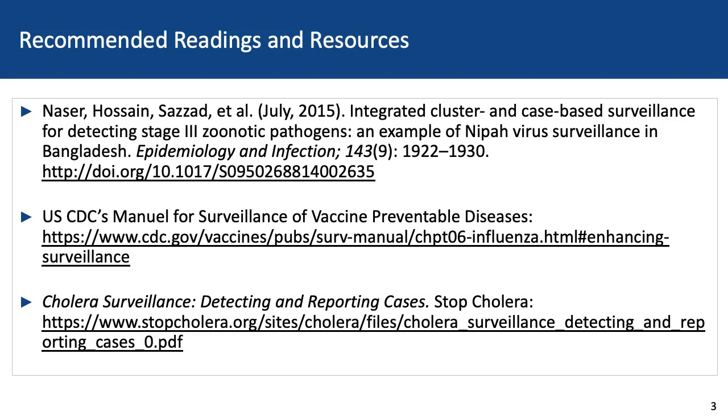In addition, there are 2 resources here that describe surveillance objectives and how case definitions have been made in global systems of public health surveillance. The first is US CDC's Manual for Surveillance of Vaccine-Preventable Diseases. That goes into many details about a lot of different vaccine-preventable diseases and public health surveillance systems to detect those. And then there's another example from the Stop Cholera Project that proposes standardized surveillance and case definitions for cholera worldwide.